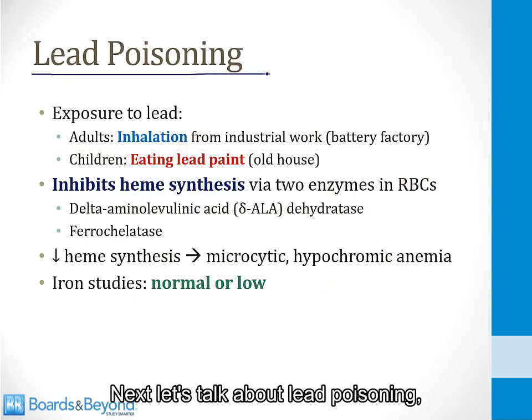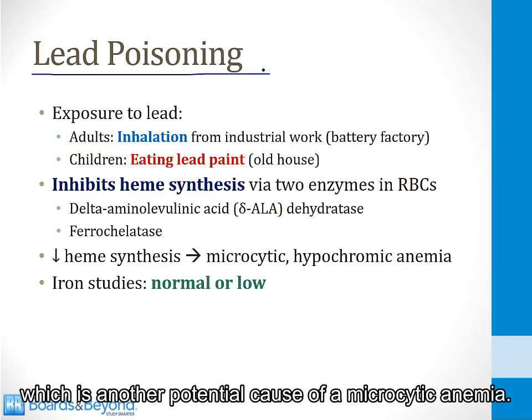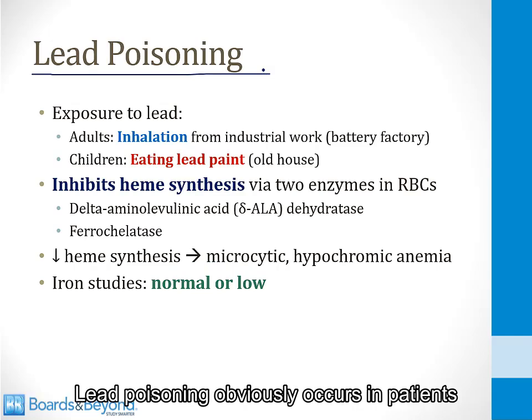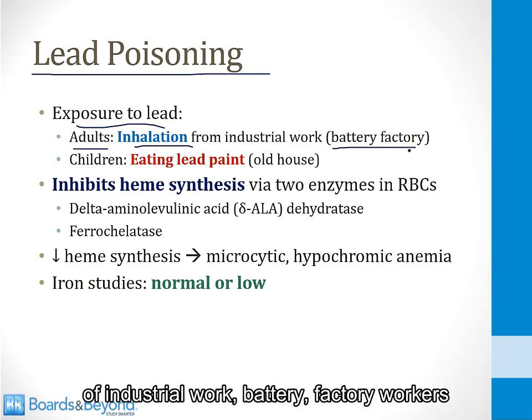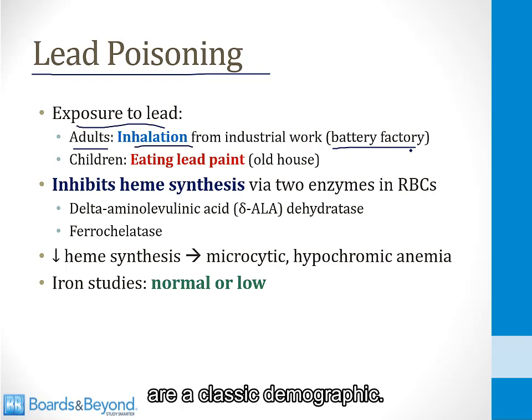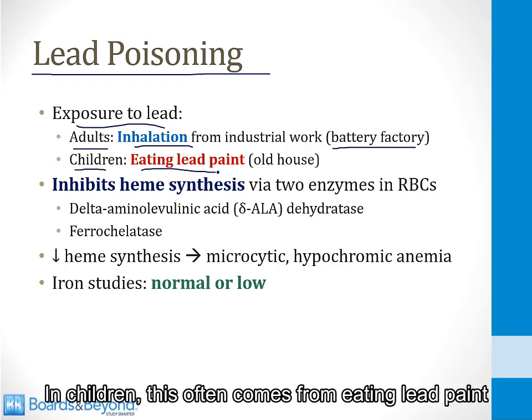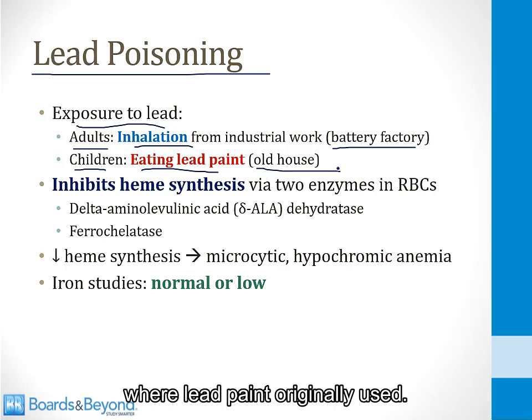Next, let's talk about lead poisoning, which is another potential cause of a microcytic anemia. Lead poisoning obviously occurs in patients who are exposed to lead. In adults, this is usually lead inhalation from some type of industrial work. Battery factory workers are a classic demographic. In children, this often comes from eating lead paint in children who live in old houses where lead paint was originally used.